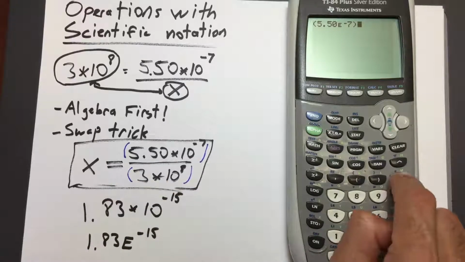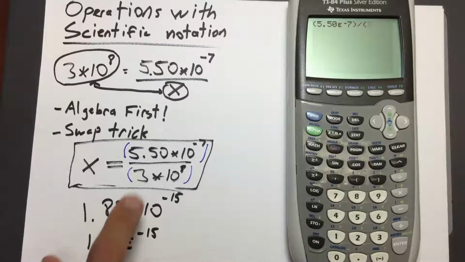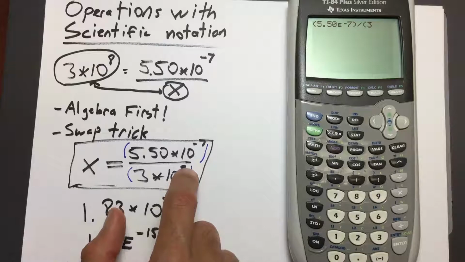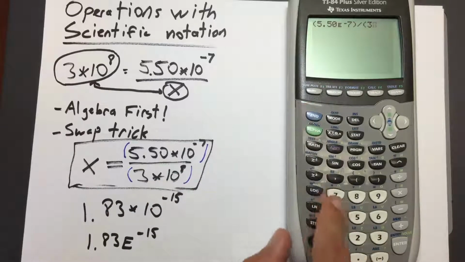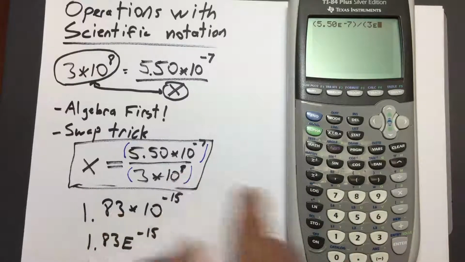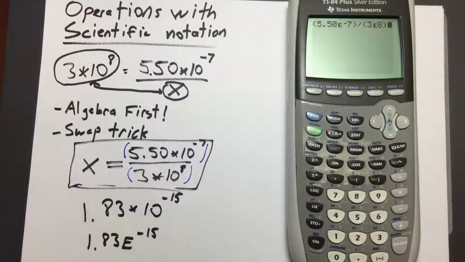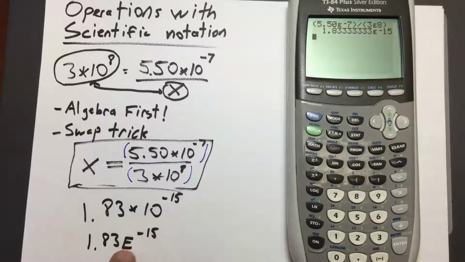We press the division bar to show the denominator is coming and open a new parentheses for our denominator. Then we'll enter 3 times 10 to the 8th power. So once again, rather than saying times 10, we'll use second, uppercase E, and then we skip to the exponent and say 8. Close the parentheses to show that we are finished with our denominator, and press enter. Our answer is 1.83 times 10 to the negative 15, exactly what we expect.